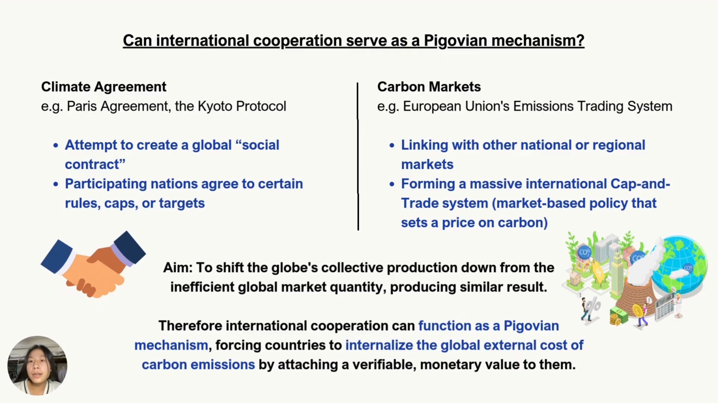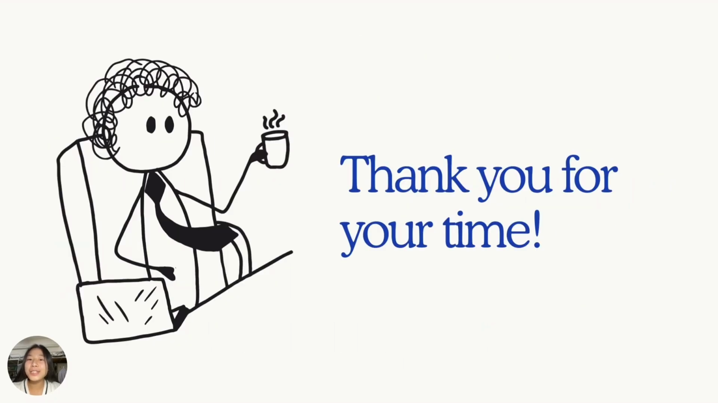Their aim is to shift the globe's collective production down from the inefficient global market quantity, producing a similar result to the Pigovian mechanism. Therefore, international cooperation can function as a Pigovian mechanism, forcing countries to internalize the global external cost of carbon emissions by attaching a verifiable monetary value to them. So that's it. Thank you so much for your time.